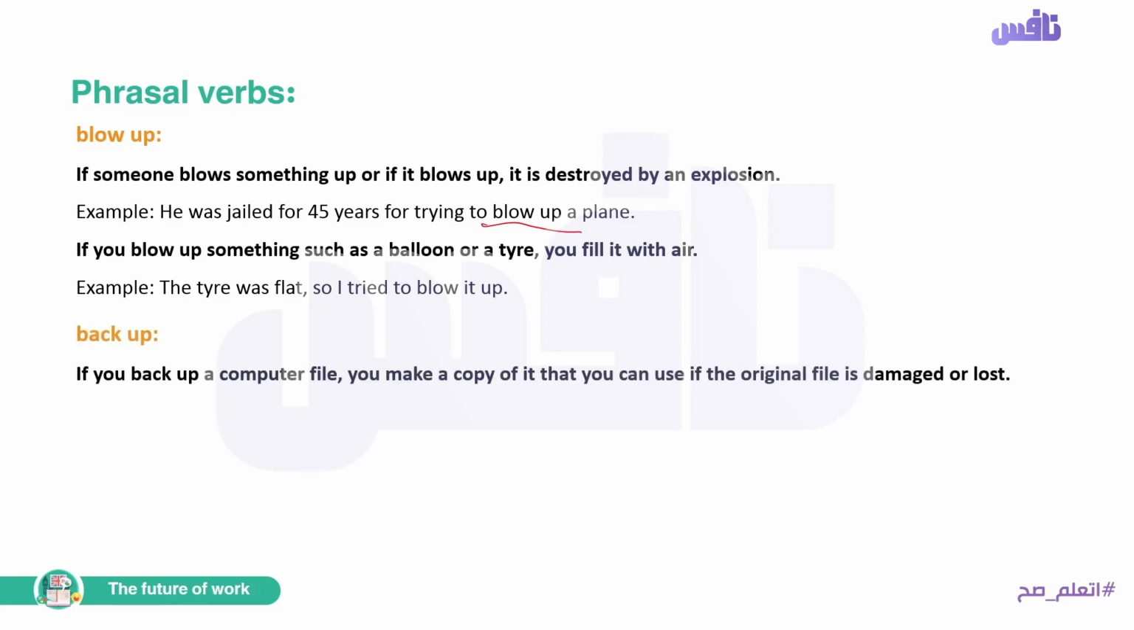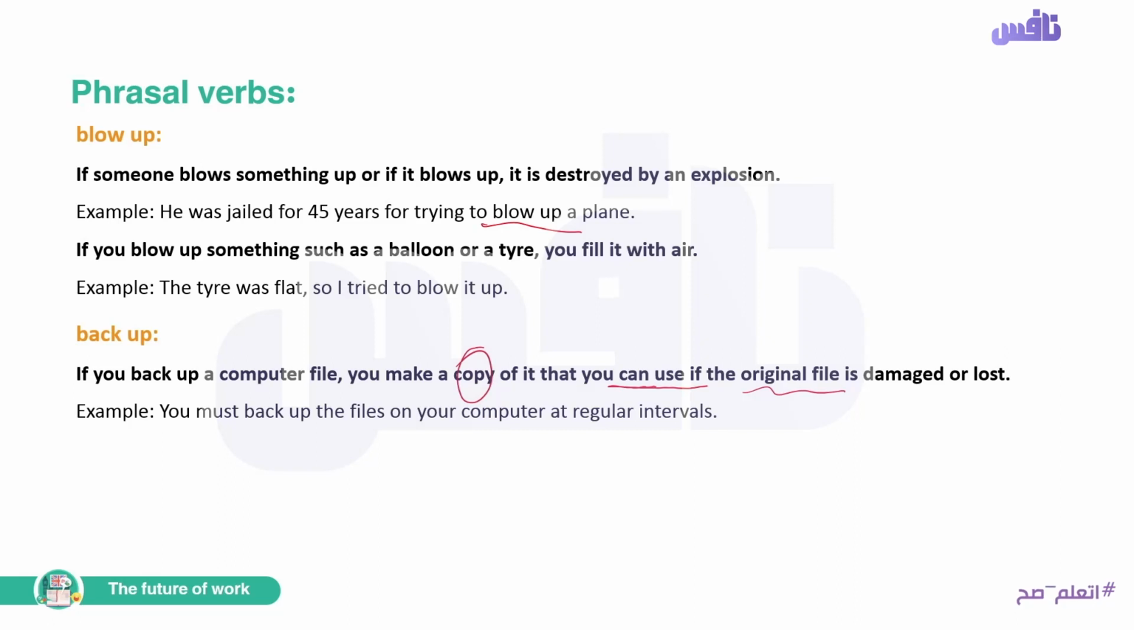عندنا كمان back up. back up if you back up a computer file you make a copy of it that you can use if the original file is damaged or lost. ايه معنى الكلام ده؟ لو انت عملت باك اب لاي فايل على كمبيوتر معناه ان انت بتعمل copy of it. عشان ايه؟ عشان تستخدمها you can use it. ممكن تستخدمها if the original file، لو الاوريجينال فايل is damaged، اتلف or lost او تم فقدانه. في الاكزامبل بيقول لنا you must back up the files on your computer at regular intervals. يعني يجب ان انت تعمل باك اب للفايلز، تعمل نسخ احتياطيه للفايلز بتاعتك اللي على الكمبيوتر بشكل دوري.